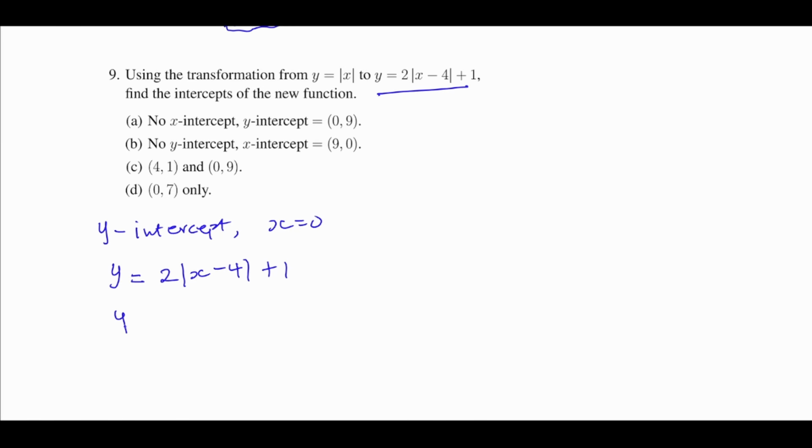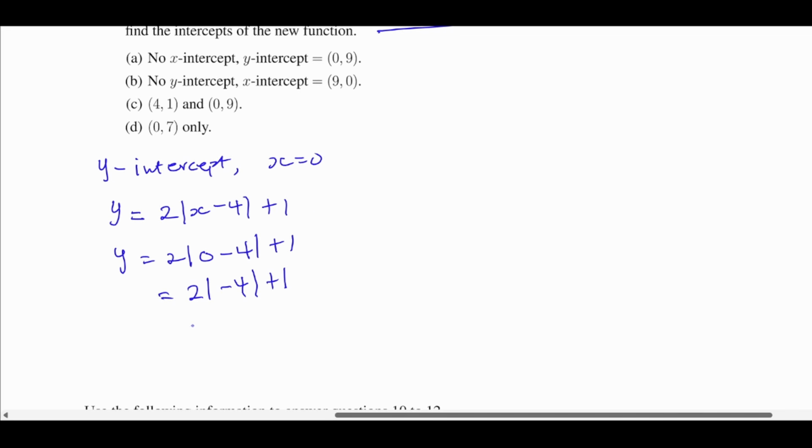So x is 0, so I'll substitute that. I have y equal to 2 absolute of 0 minus 4, plus 1. Then 0 minus 4 is negative 4. So we have 2 absolute of negative 4, plus 1. But the absolute of every number is positive, so the absolute of negative 4 is 4. So 4 plus 1, and that will be 9. So the y-intercept is (0, 9).